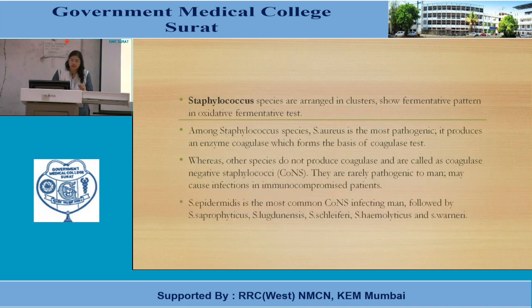The Staphylococcus species are arranged in clusters. They show fermentative pattern in Hugh-Leifson oxidative fermentative tests. And among Staphylococcal species, Staphylococcus aureus is the most pathogenic. It produces an enzyme coagulase which forms the basis of coagulase test. Whereas other species do not produce coagulase and are called as coagulase negative Staphylococci or CoNS. They are rarely pathogenic to man, but they can cause infections in immunocompromised individuals.